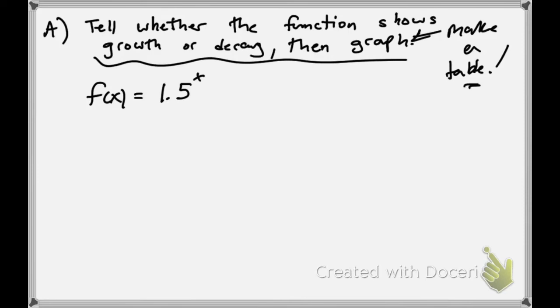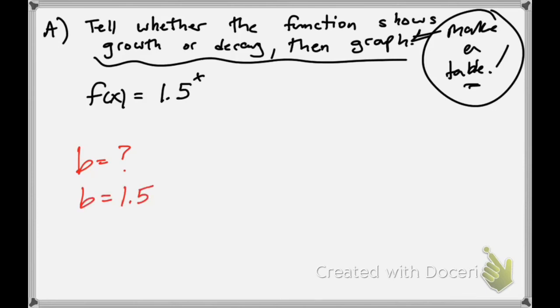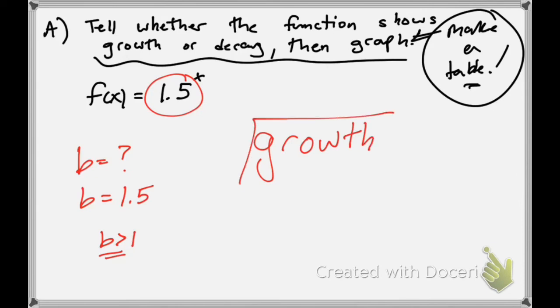There we go. On the quiz, you will have to make a table on the quiz. So just note that. Right away, we can tell, well, first we have to identify what our base is. What's b equal to? Our base is 1.5. Since that's greater than 1, this would be growth. This model's growth, so my function will be increasing as x increases.